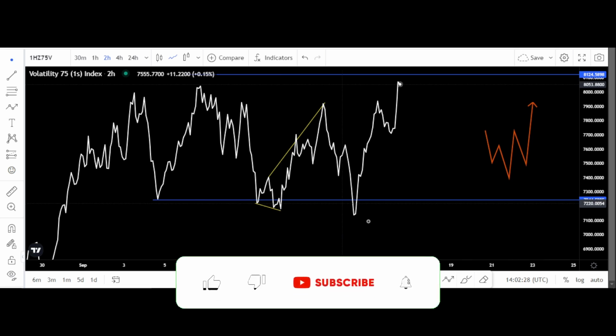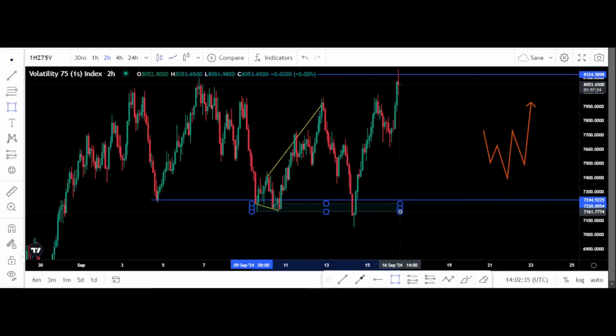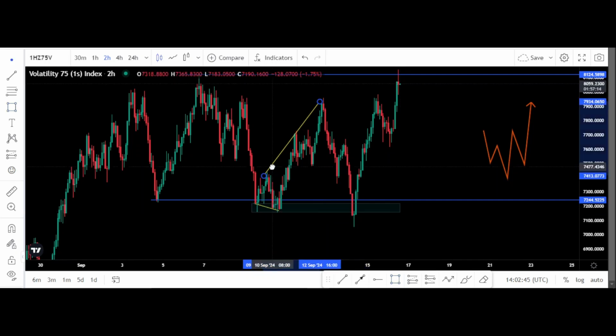So now we'll be waiting for the market to do what? We'll be waiting for the market to come back to this level over here. So we're going to mark the wick of the last candle over there. Then what do we do? So our work now is to do what? Is to wait. Just waiting.